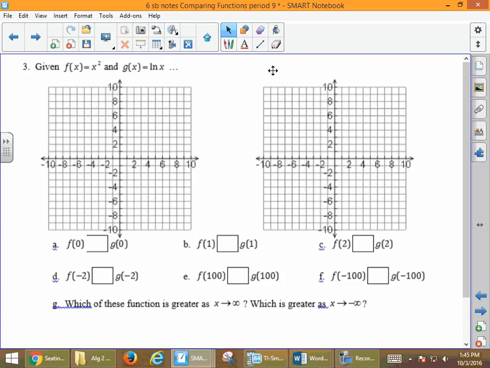So here's our last two functions. F of x equals x squared. So we can graph that function.